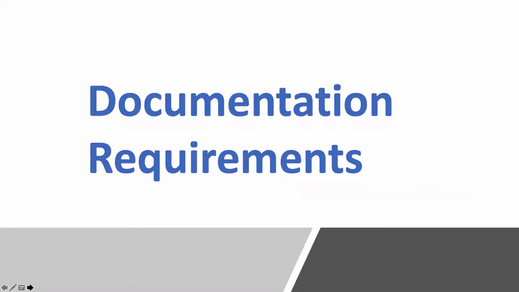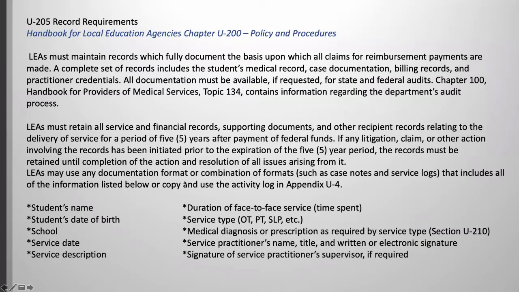Okay. So now we have an overview of both of those areas. We'll look specifically at more documentation requirements for each of those categories. In general, this is what Medicaid requires for claims for Medicaid. It states that LEAs must maintain records which fully document the basis upon which all claims for reimbursement payments are made. You have to have all of the records and the documentation, including billing records, and it needs to be available if there is a state or federal audit.